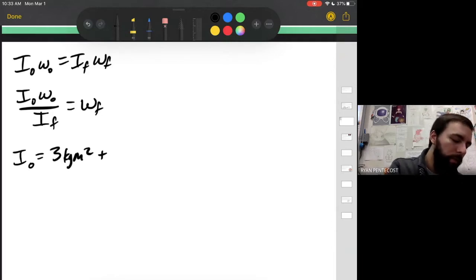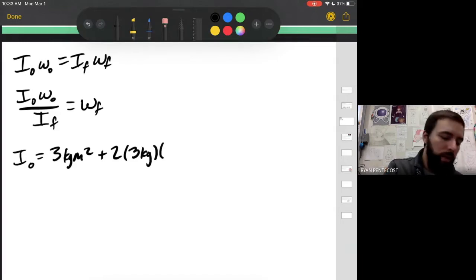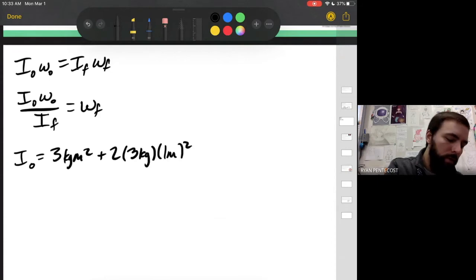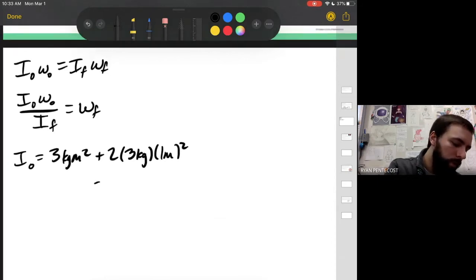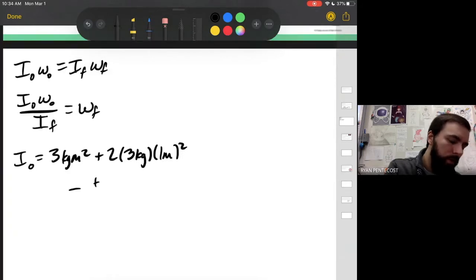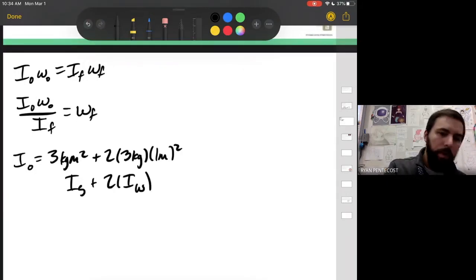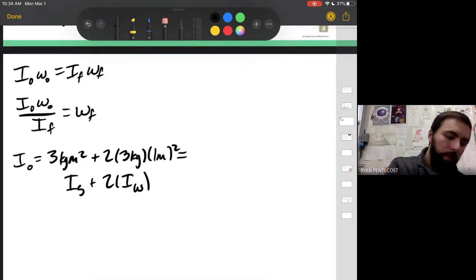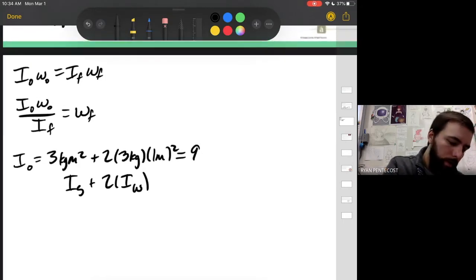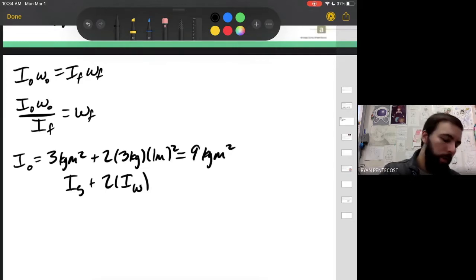So we have 2 weights, and they both have a mass of 3 kilograms, and we are going to use the radius of 1 meter for their initial value. So what we're doing is taking the moment of inertia of the student stool system and adding 2 times the moment of inertia of the weight. Now when you put that in your calculator, you will get 9 kilogram meters squared. So that is our initial moment of inertia, right?